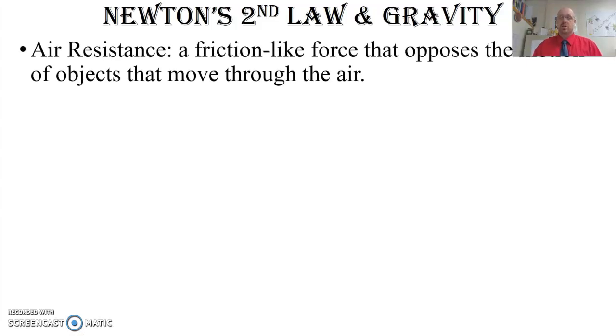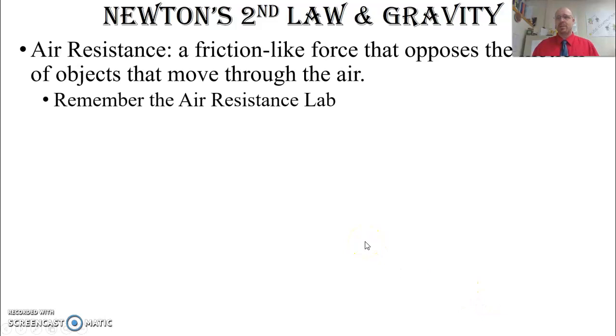So Newton's second law, we're going to talk about it in relation to gravity. We've talked about air resistance before, and this is a friction-like force that opposes the motion of objects that move through the air. So anytime we have an object flying, this puts a resistance, a friction almost, as if it were flying through the air, and that's the air particles being parted or separated by whatever object is flying through the air. And we did an air resistance lab.